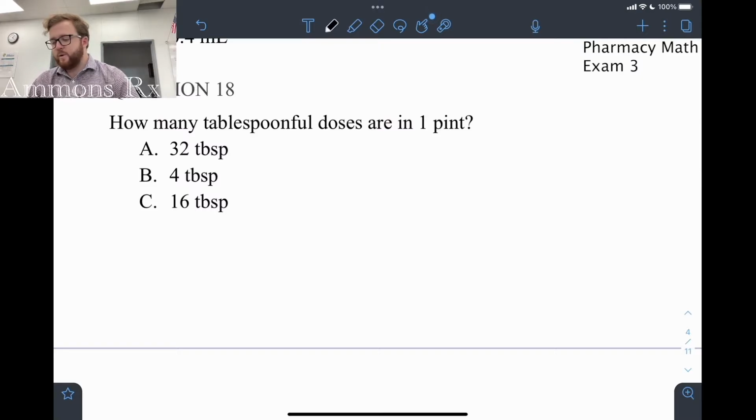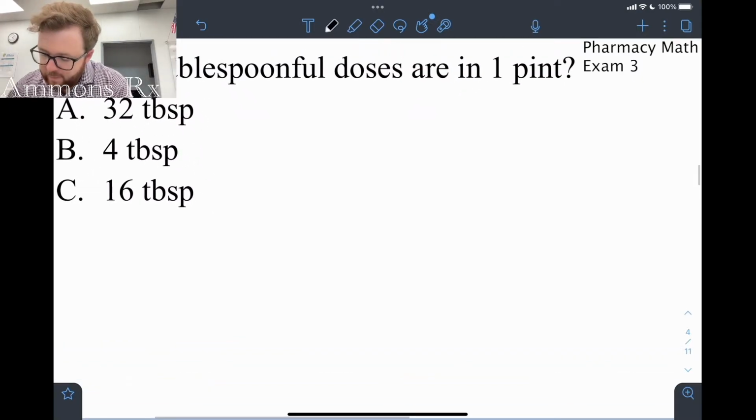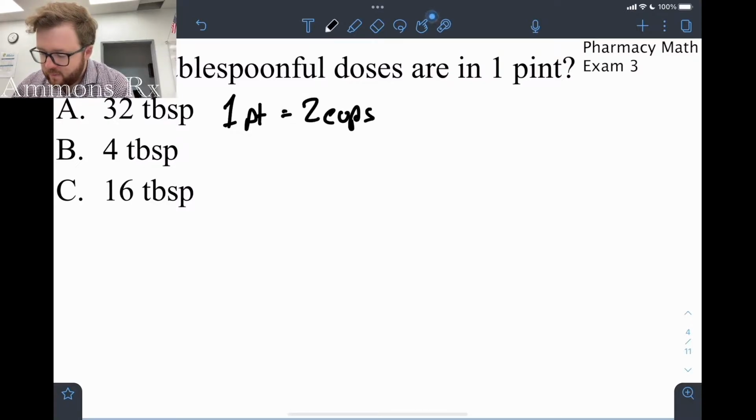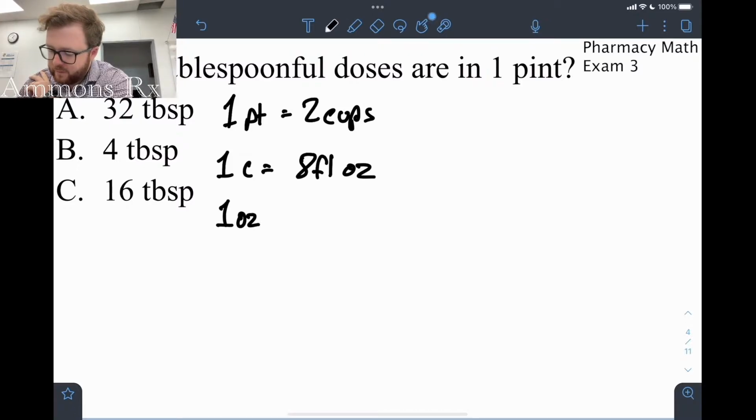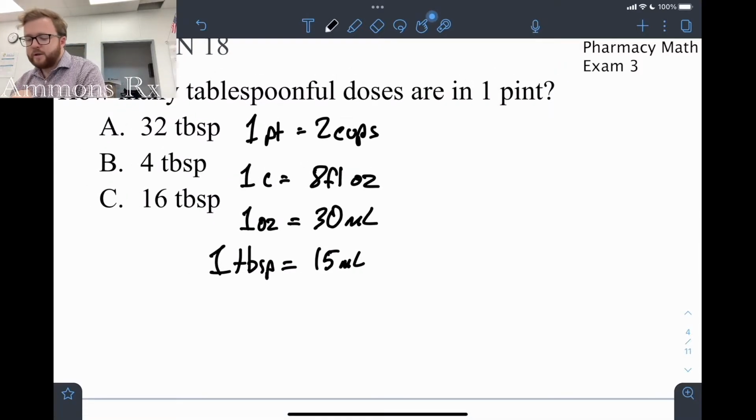How many tablespoons are in 1 pint? So 1 pint is equal to how many cups? 2 cups. 1 cup is equal to how many ounces? It's going to be 8. 1 ounce is equal to how many mils? 30. And lastly, I'm sorry, whoops. Tablespoon is how many mils? 15. Okay, so let's work this out.